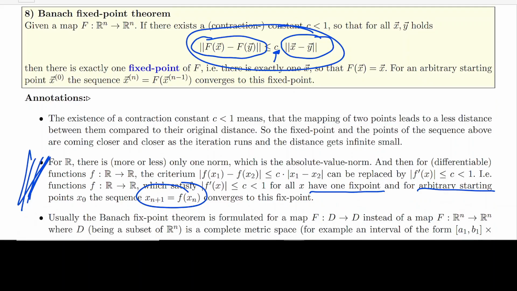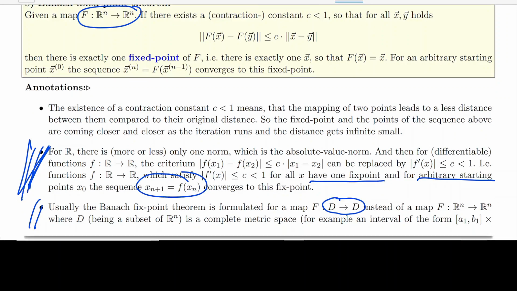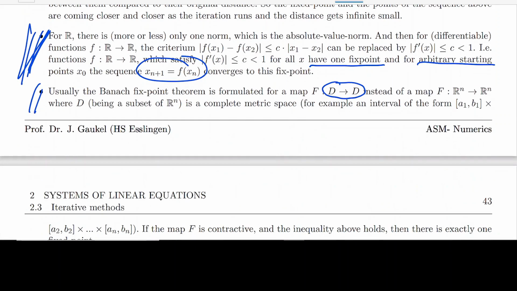So let's go back to the script. What I've written here is kind of restrictive. It can be formulated a little softer, and that's what this remark is about. Usually the Banach fixed point theorem is formulated not for the whole Rn to Rn, but instead you can replace Rn to Rn with D to D, but it must be the same D here as here. And it has to be a complete metric space.